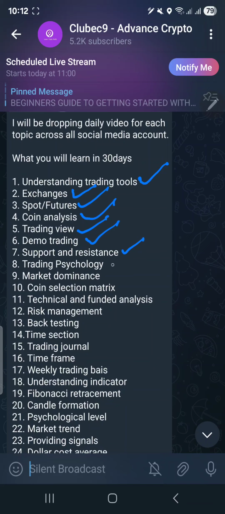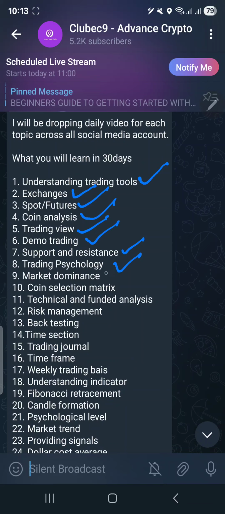Then number 8, trading psychology. This is also very important because most people don't understand this part of trading. It's not something that is physical. It's something that you have to learn. It has to be part of you. It has to be in the system before you understand that. Yeah, your psychology is very important when it comes to trading.